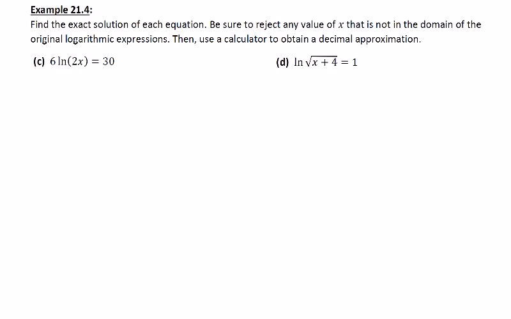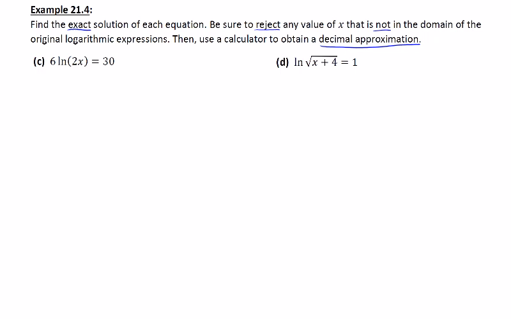Example 21.4 part C and D wants us to find the exact solution of each equation. Also be sure to reject any values of x that are not in the domain of the original logarithmic expression. Also acquire a decimal approximation. So here we have 6 times the natural log of 2x is equal to 30.